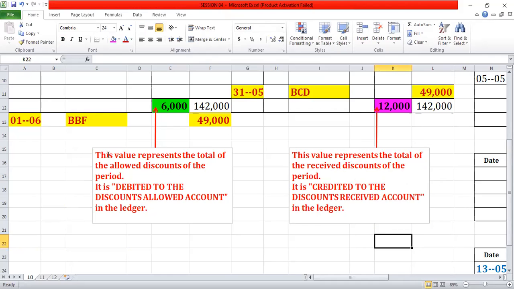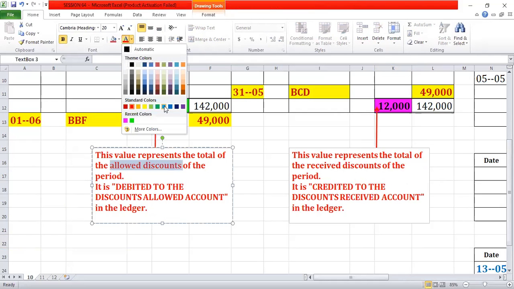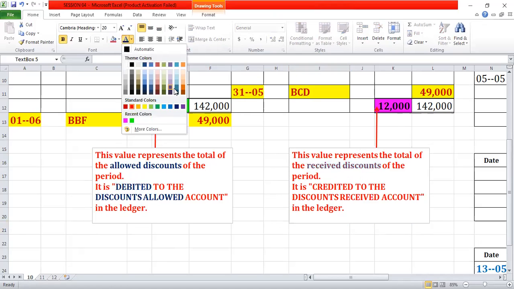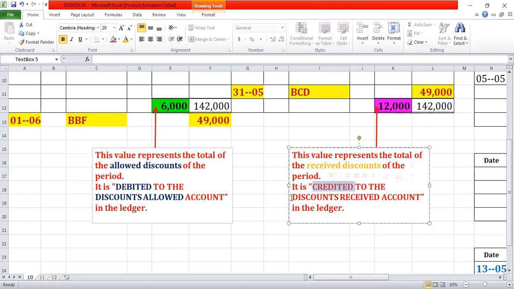හරිද? මම මේ වැදගත් දේවල් ටික වෙන කලර් එක highlight කරන්න හැමෝටම තේරෙන්න පුළුවන් එතකොට. Right? Discounts allowed, debited to discounts allowed. Here it represents the total of the discounts received, and it is credited to the discounts received account at the end.